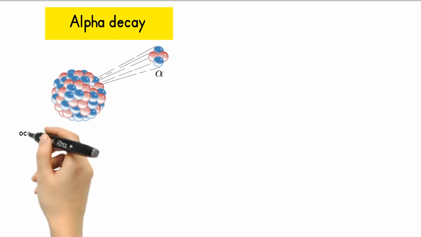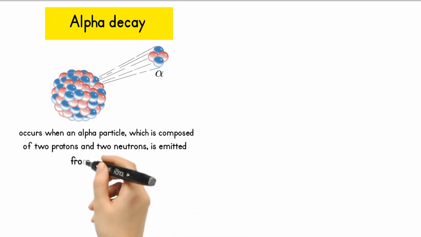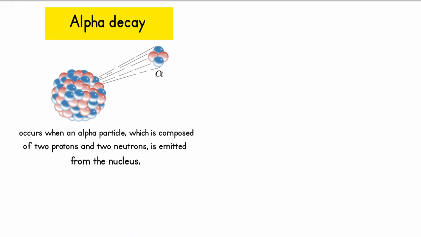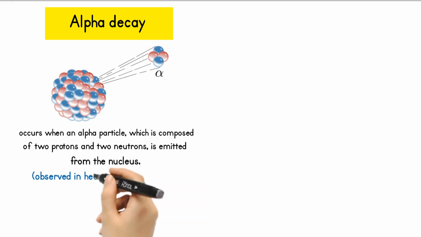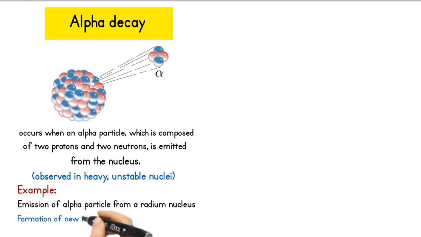Alpha decay occurs when an alpha particle, which is composed of 2 protons and 2 neutrons, is emitted from the nucleus. This type of decay is typically observed in heavy, unstable nuclei. An example of alpha decay is the emission of an alpha particle from a radium nucleus, resulting in the formation of a new nucleus with a lower atomic number.